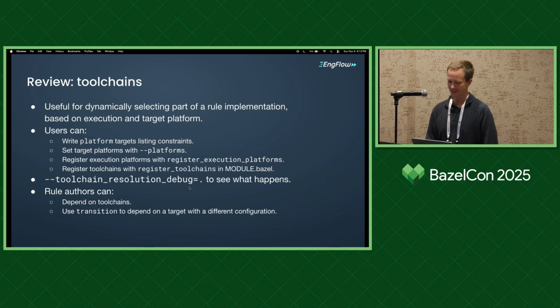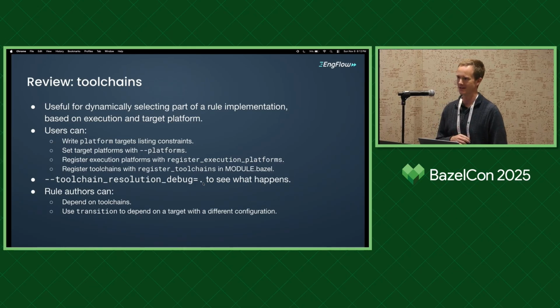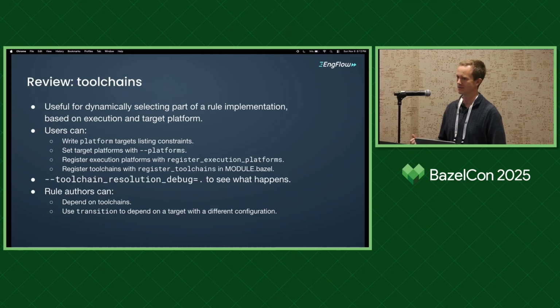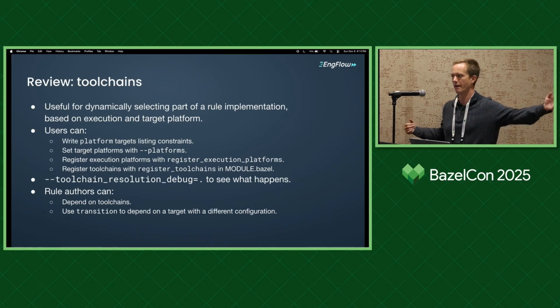The only thing I'm going to say here additionally is toolchain resolution debug is going to be your friend. These are deterministic in how they're selected, but it's kind of hard to see why didn't my toolchain get selected, or why did it get selected? Toolchain resolution debug, you give it a regular expression, it matches whatever the toolchain type is, but just give it dot. Make it spew everything and then dump that to a file and analyze it, it'll make more sense.